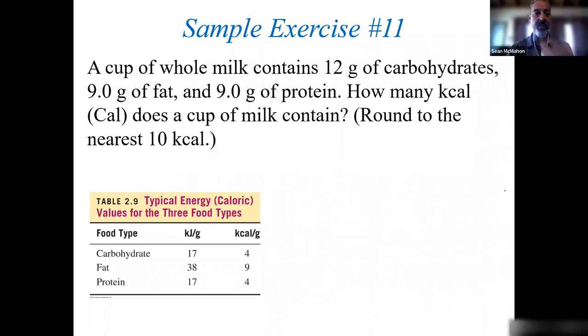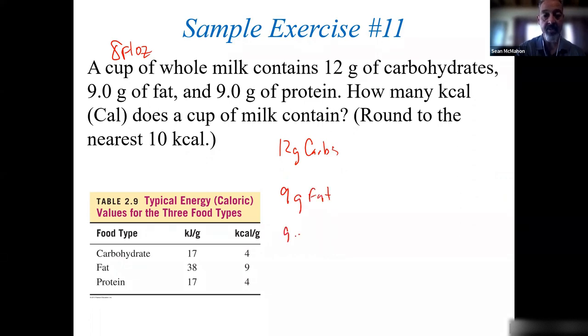So in exercise 11, we do just that. A cup of whole milk. So 1 cup is 8 fluid ounces. A can of soda is 12. All right. So a cup is only 2/3 of a 12 fluid ounce can, and it has 12 grams of carbohydrates, 9 grams of fat, and 9 grams of protein. How many kilocalories or dietic calories are there?